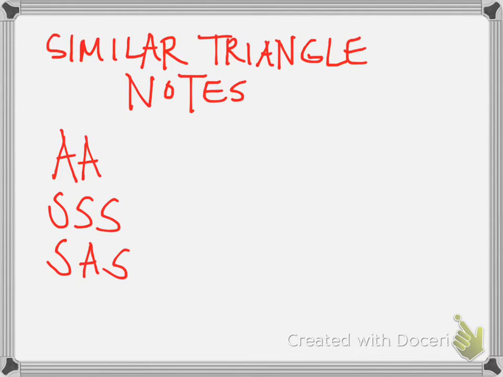This video is on similar triangles. Similar triangles can be proven similar by three postulates. Angle, angle. That means if you say two angles are congruent, then the third angle is locked into place because all the angles sum to 180.